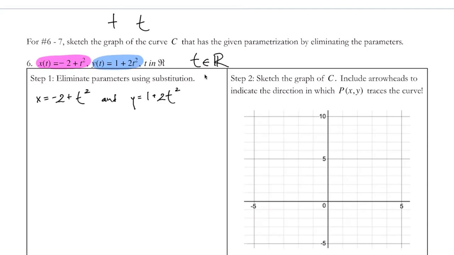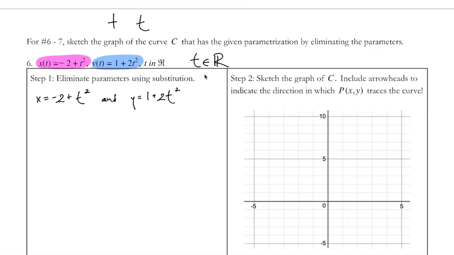Okay, so let's think about this. I'll tell you for this one, we do not need to use any trig, so no trig identities. Our goal is still the same though. We want to get rid of the t's and we want to have one equation that has x's and y's. And typically we use this idea of substitution, right? We take one equation and substitute it into the other one so that we can turn it into one equation, and hopefully the t's go away.